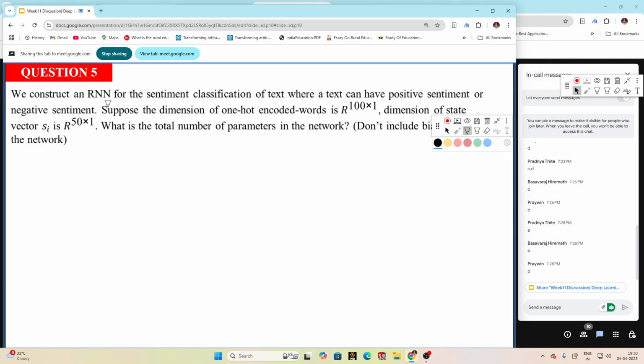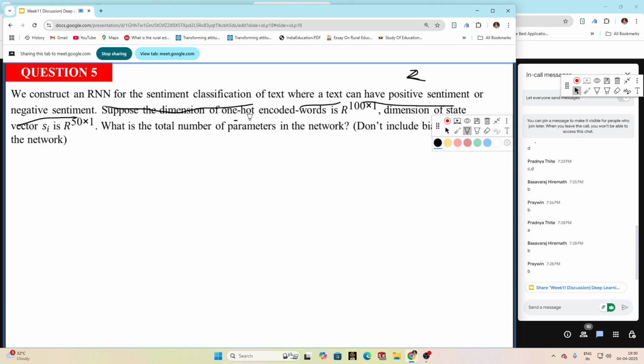Now we construct an RNN for the sentiment classification of text, where a text can have positive as well as negative sentiment. That means in the output we will have two classes. One is the positive sentiment and second is the negative sentiment. So output will have two classes.